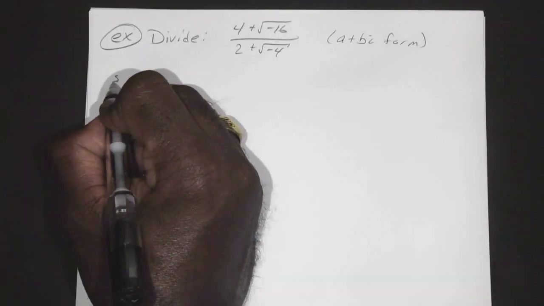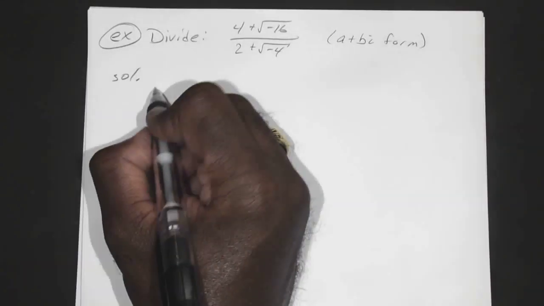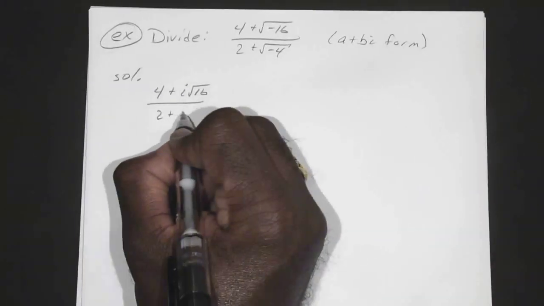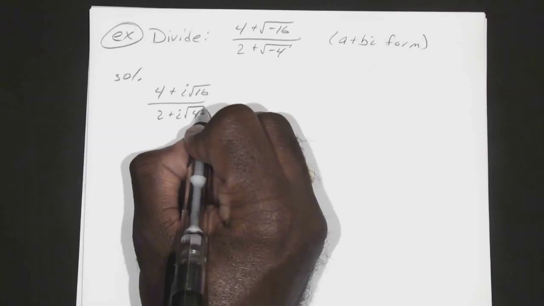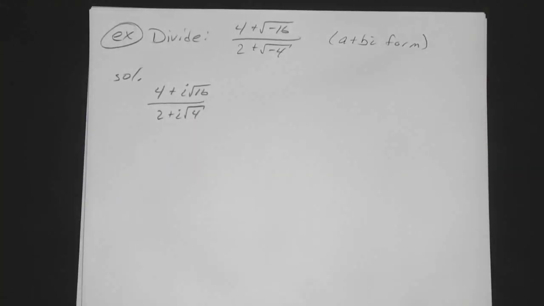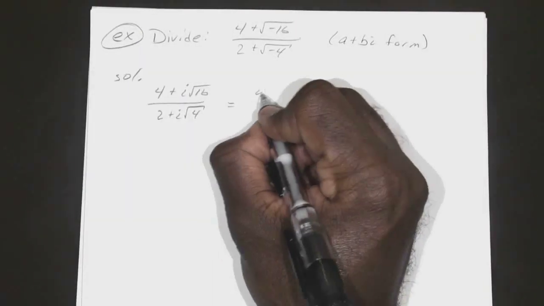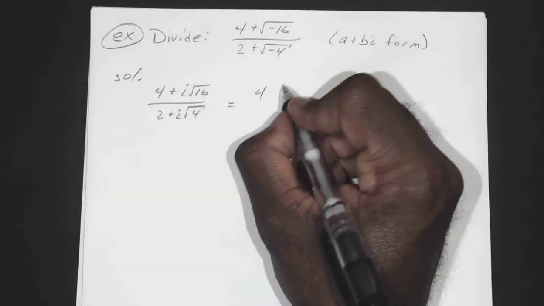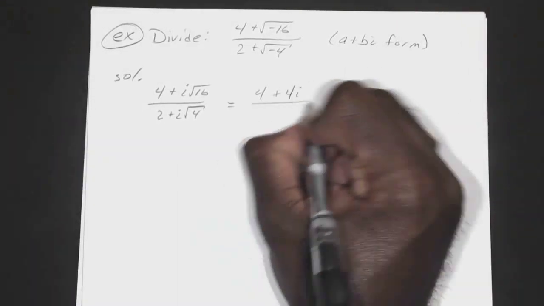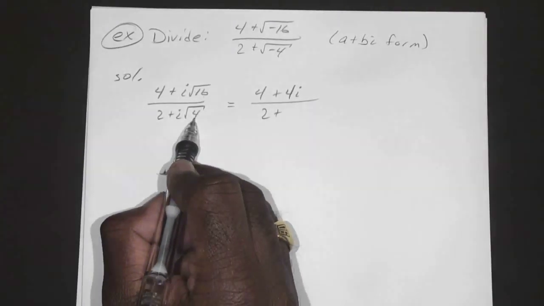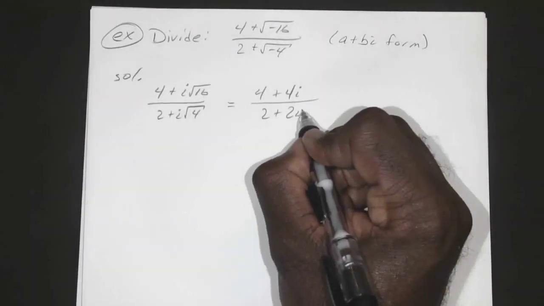First thing we want to do is put it in real and imaginary terms. So we can write that as 4 plus i square root of 16 over 2 plus i square root of 4. So this becomes 4 plus 4i over 2 plus 2i, since the square root of 16 is 4 and the square root of 4 is 2.